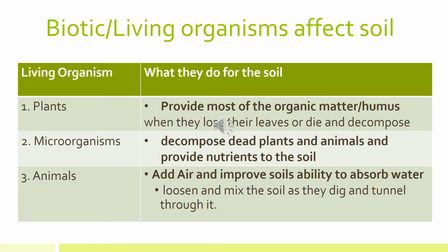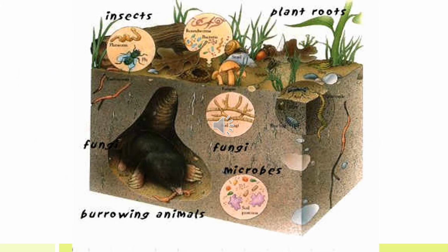How do they do it? They dig tunnels. For example, your worms, as they're digging through it, are adding holes so that water can get in and also air. Here you see a great picture of how living organisms affect the soil. Here you see an animal that is burrowing in the ground, adding holes so that air and water can get into the soil.